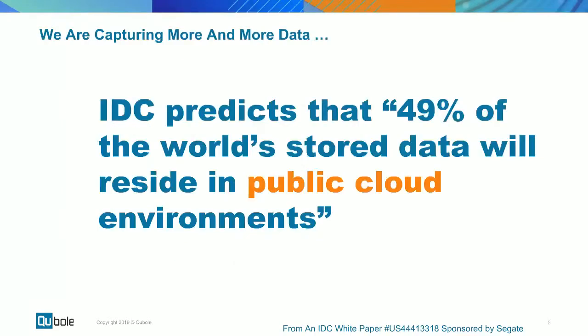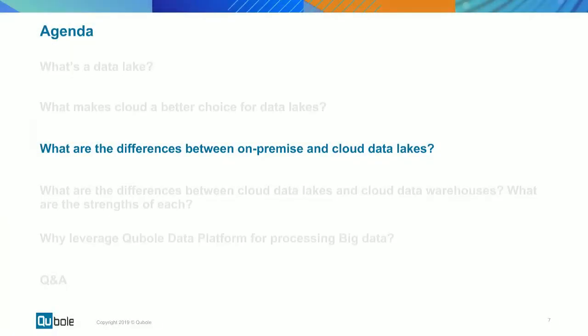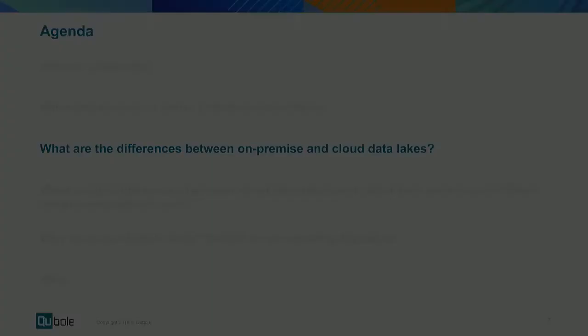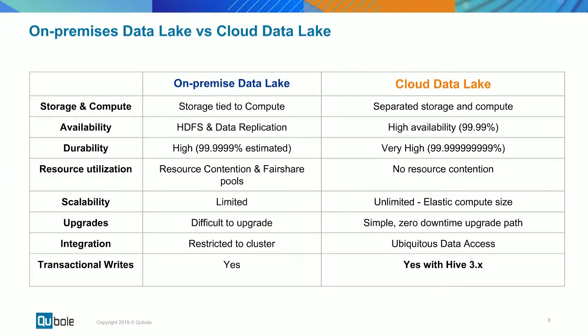Moving on to another factoid: with this vast amount of data being collected, IDC predicts that 49, or close to 50%, of the data will be stored in public cloud environments. And let's try to understand why that is. So the reason for IDC predicting the vast amount of data being stored on data lakes in the cloud, let's understand the difference between on-prem and cloud data lake, right?